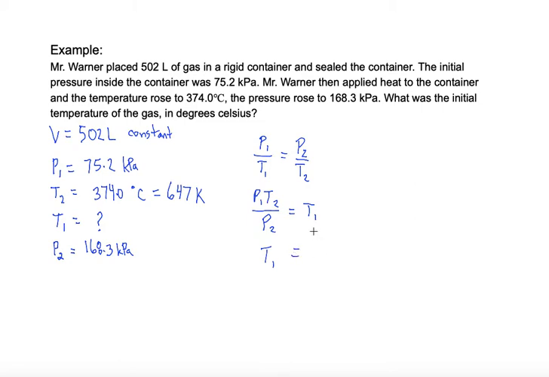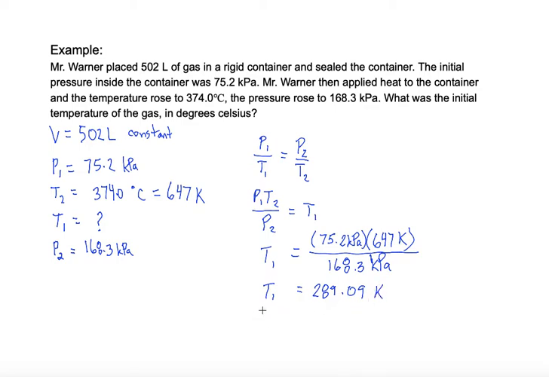When we sub in the numbers, I've got 75.2 kPa and a temperature of 647 Kelvin. And my other pressure was 168.3 kPa. So there are my numbers put in. I'll punch it into my handy dandy calculator, and it will spit out 289.09 Kelvin. But we want this in degrees Celsius, so now we just have to subtract 273.